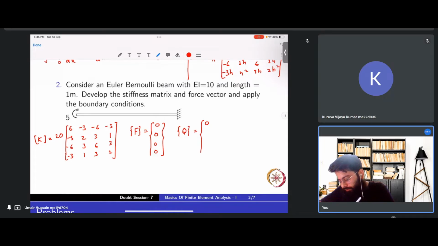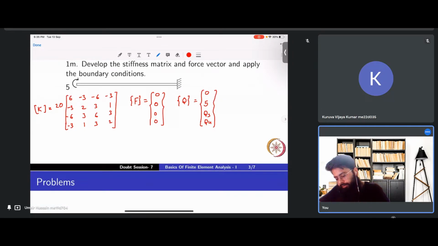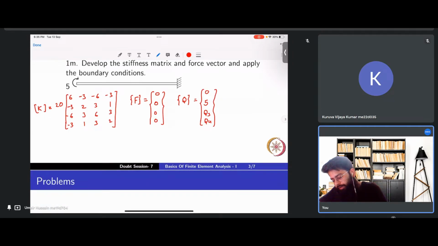And at the first node, the bending moment value is 5. Second node, we don't know. Third node, we don't know. Sorry, second node, the bending moment and shear force, both we don't know. So what would be the system of equations we'll get?